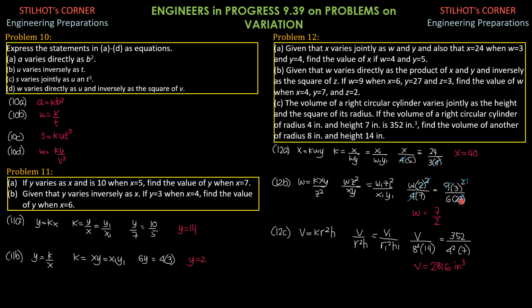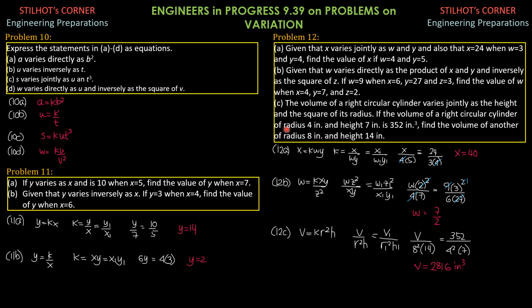x is 6, y is 27. So we cancel 27 and 9. There is still 3 here, but because of that 3 squared, we also cancel 27, 9 times 3. There is still 3 to the 1, or 3. So W is, we also cancel 2 squared and 4. So W is 7 times 3, 21 divided by 6. 21 divided by 6 is 7 halves. So W is 7 halves.